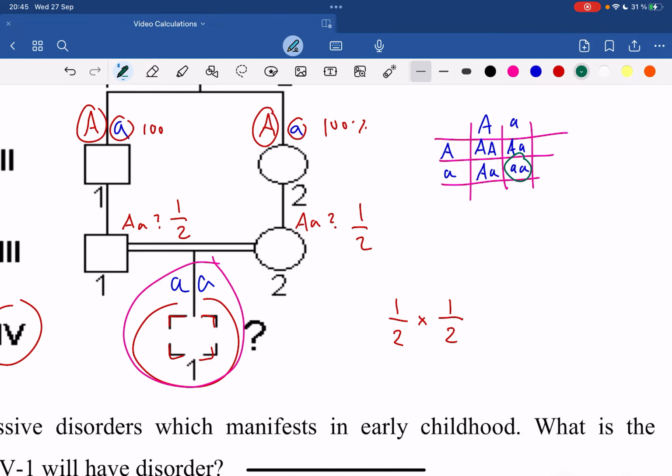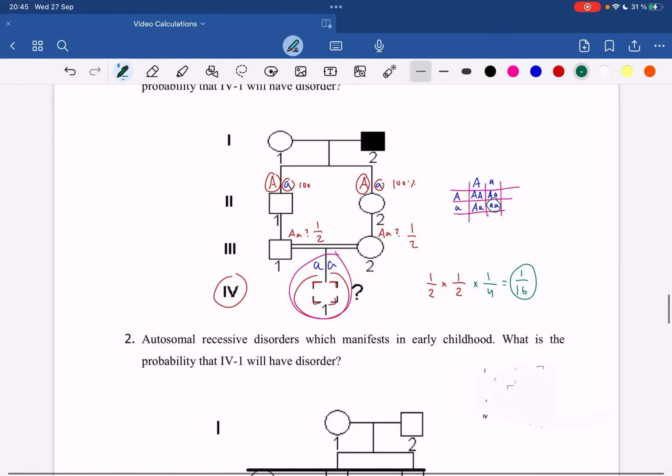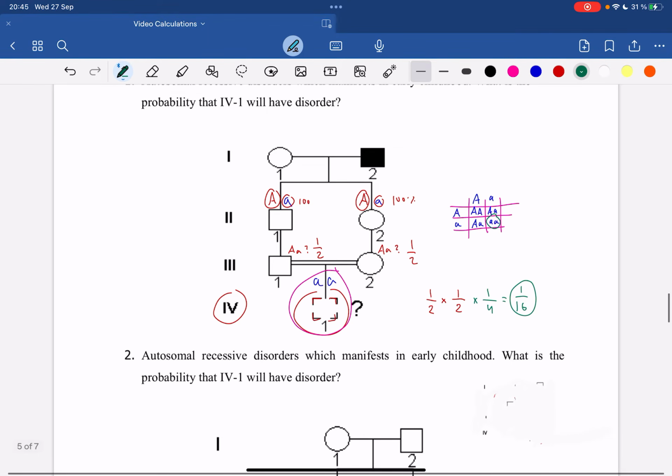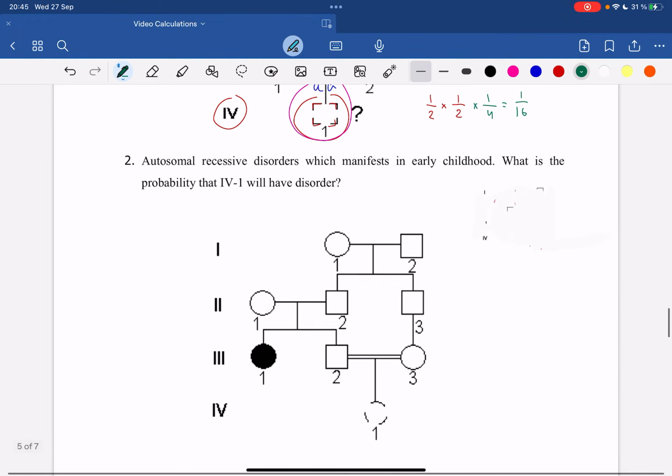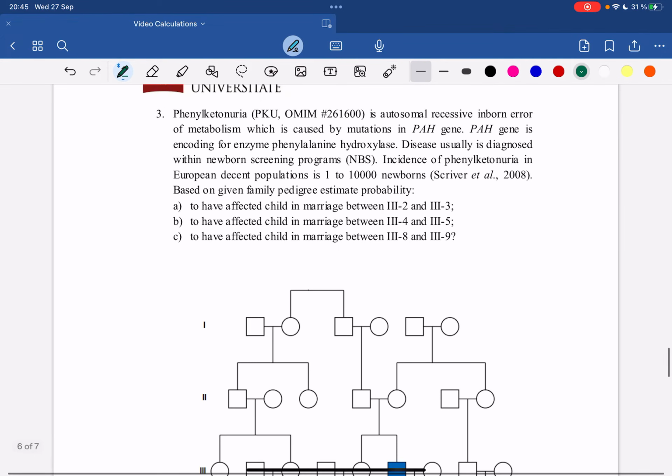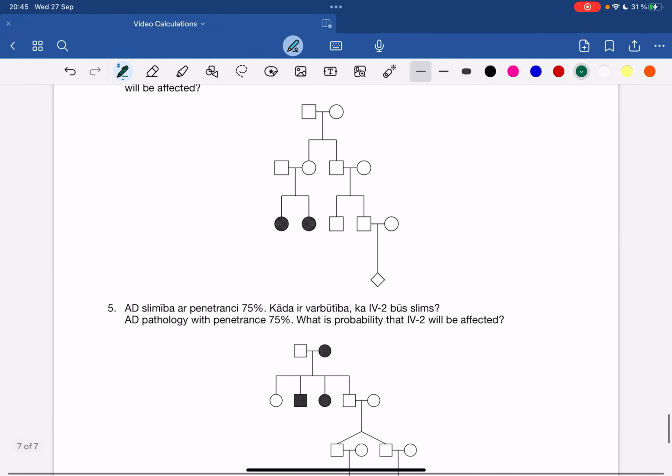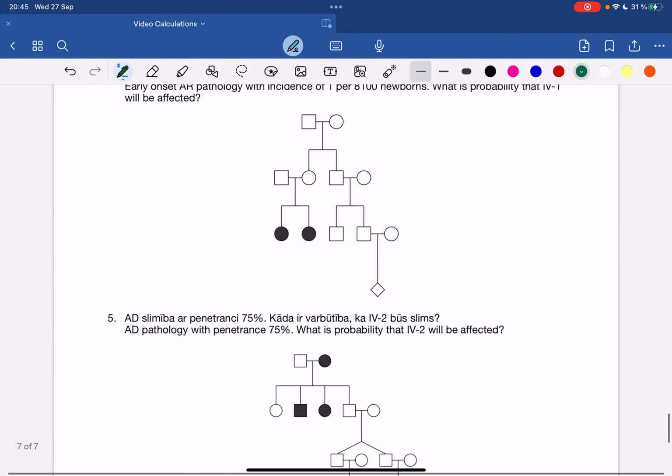So it's 1 out of 4 times 1 out of 4. And that is equal to 1 out of 16. That's how you calculate this one. So fairly easy. Next question. We're going to get to populations below here, but let's start.